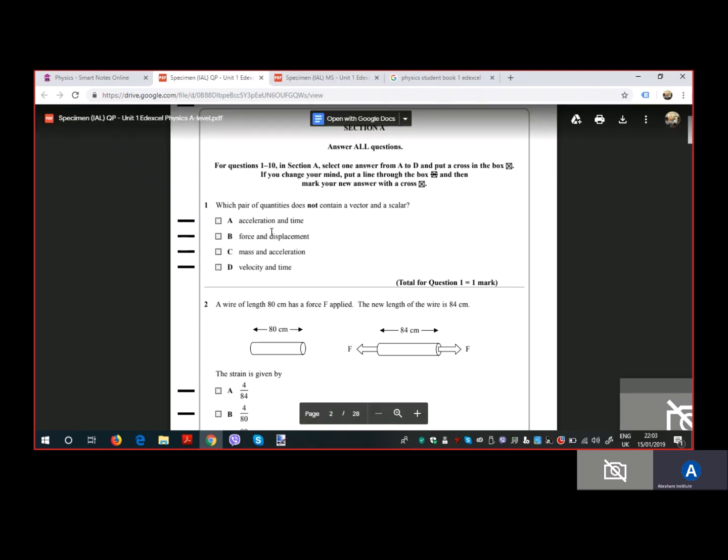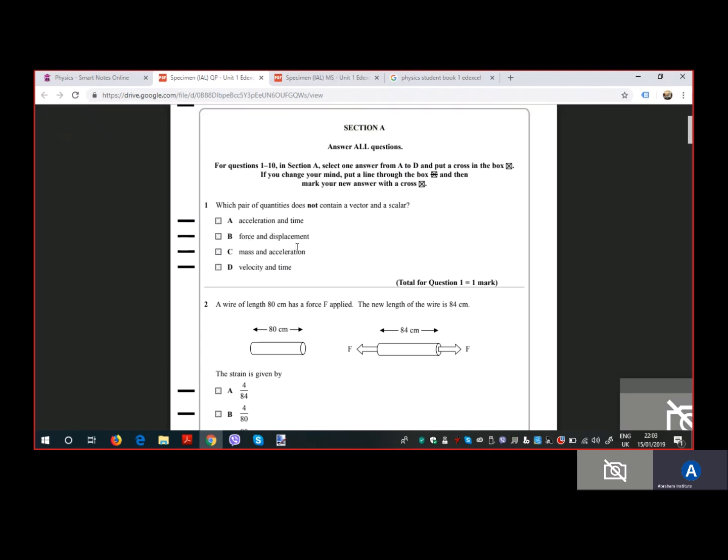Okay, then back to the question. So force is a vector. Displacement? Displacement is also a vector. So what is the answer then? It's B, sir. Yeah, B.